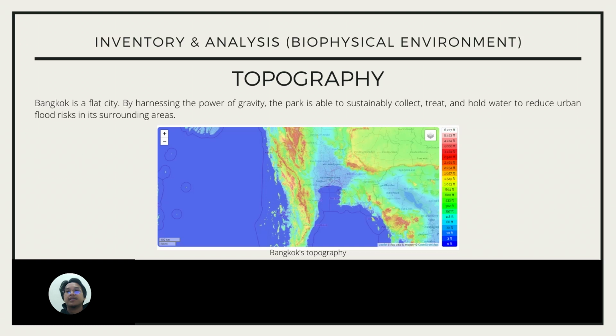The second is topography. Bangkok is a flat city. By harnessing the power of gravity, the park is able to sustainably collect, treat, and hold water to reduce urban flood risk in its surrounding areas.